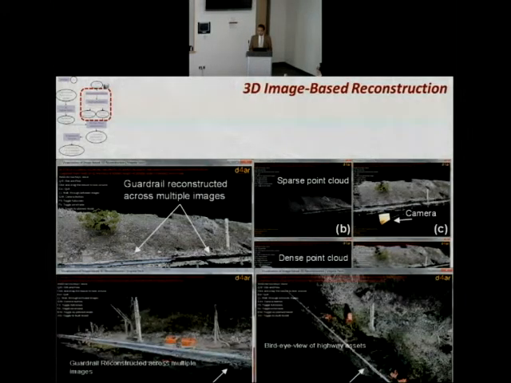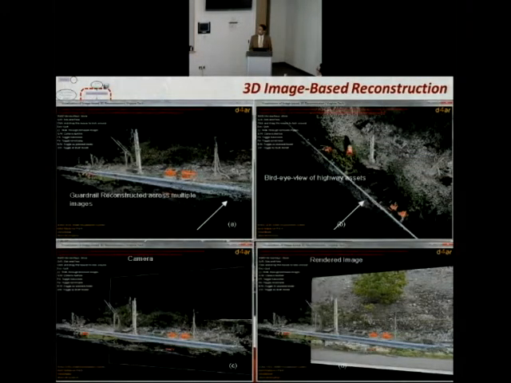Here are some other examples of the 3D image-based reconstruction. As you can see here, the guardrails and safety cones are generated properly in the 3D point cloud. You can walk through the 3D model. You have the bird's eye view of the highway asset. Also, we can superimpose the real image onto the 3D point cloud to see how the real image aligns with the 3D model.